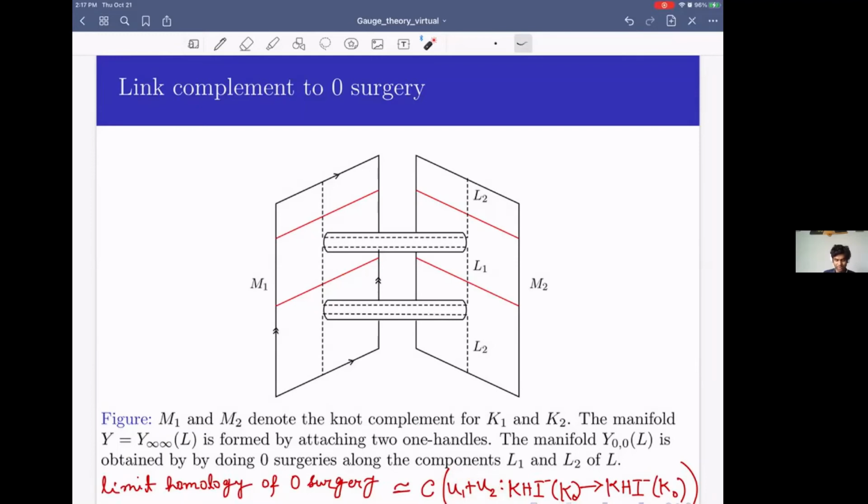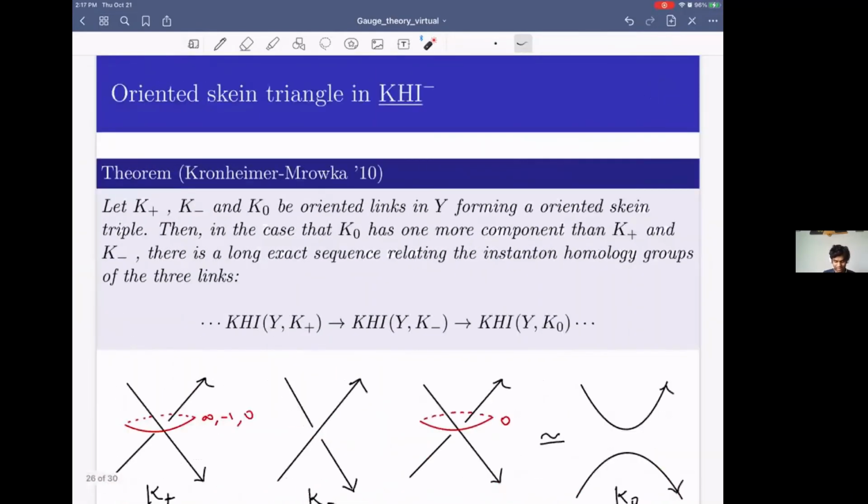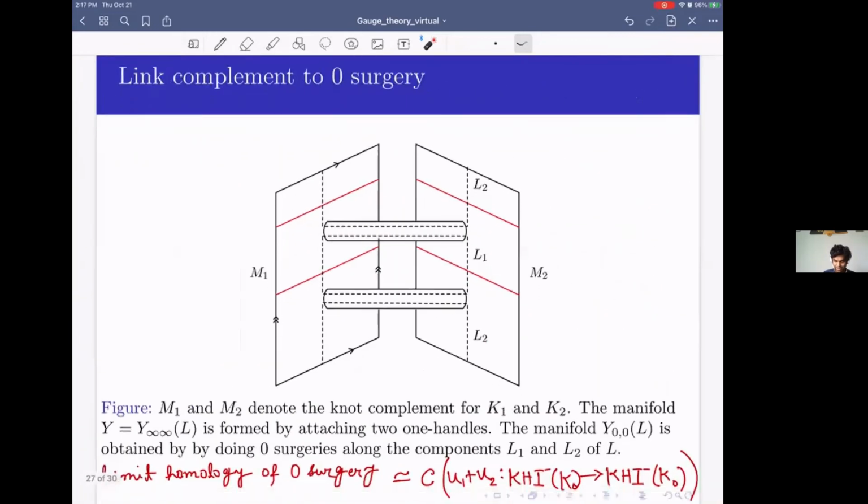And by the same argument, we can also have this. And in Ozsváth–Szabó's oriented skein triangle, they proved exactly the same thing, although what they said was that the mapping cone of this map is quasi-isomorphic to the mapping cone of this map from K0 to K0 given by U1 plus U2. It is a link complement, and on one component you have a U1 action and on the other component you have a U2 action. That is what they showed.